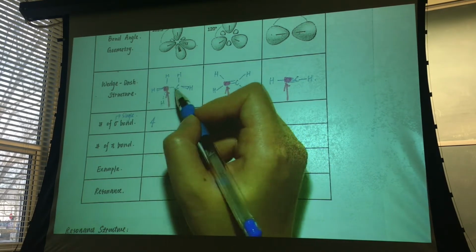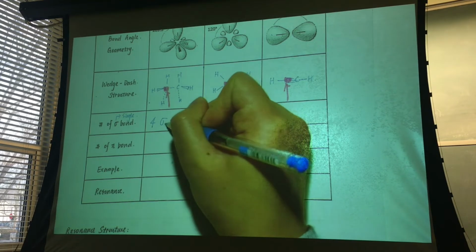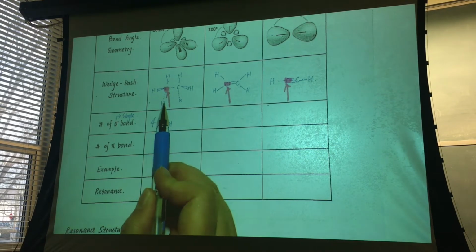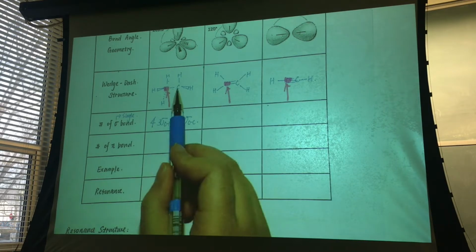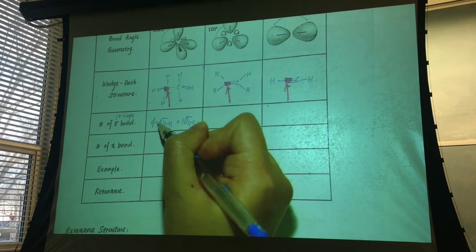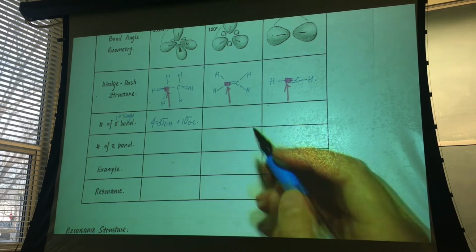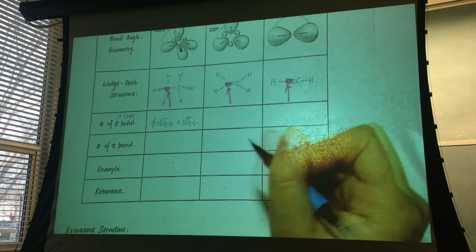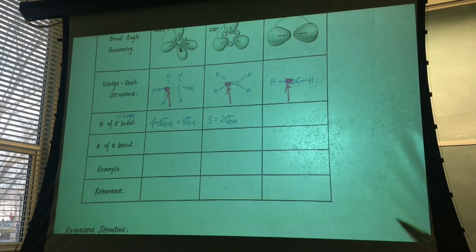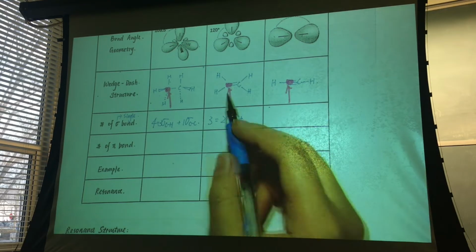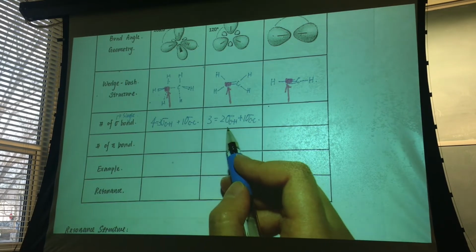But I want to say it more specifically, which is these 4 sigma bonds include 3 sigma carbon-hydrogen bonds, which is 1, 2, 3, and then 1 sigma carbon-carbon bond. So that's how this 4 comes from. And then the same goes for the second structure. How many sigma bonds do we have? Let's just count. It's 2 carbon-hydrogen sigma bonds and 1 carbon-carbon sigma bond. So carbon has to have 4 bonds.